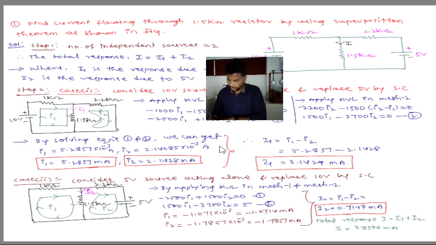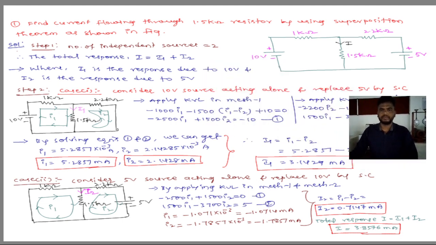This is clear. First, we need to identify the number of independent sources. Then the number of independent sources is equal to the number of individual responses. To find individual responses, we consider only one source and replace all other sources by their internal resistance. Here there are two independent voltage sources. First, we consider 10 volts, then we get I1. Next, we consider 5 volts, we get I2. Then, by adding I1 plus I2, we get the total response. Is it clear? Thank you.